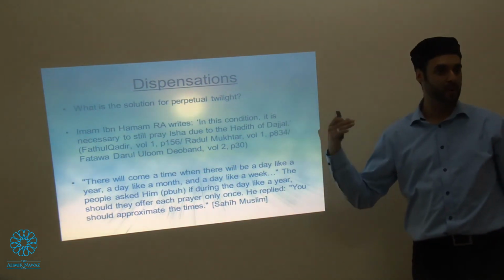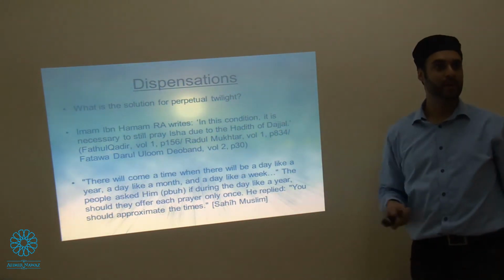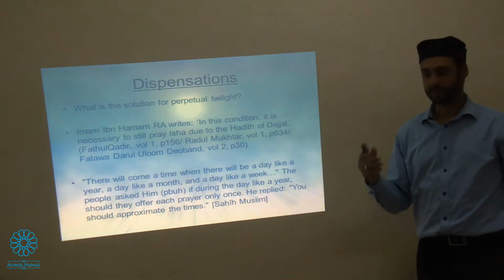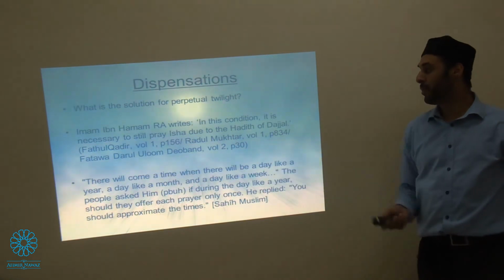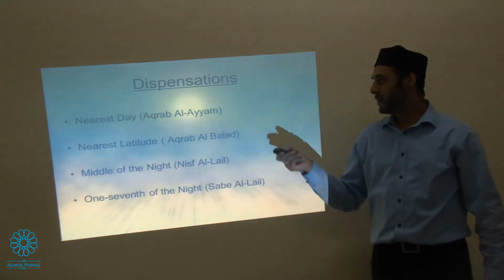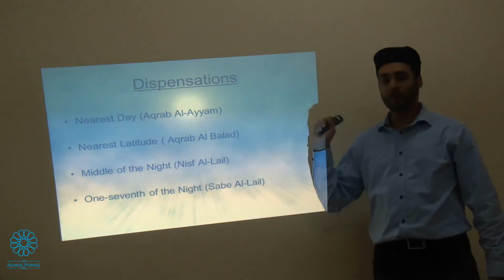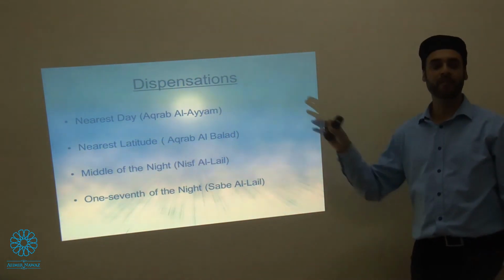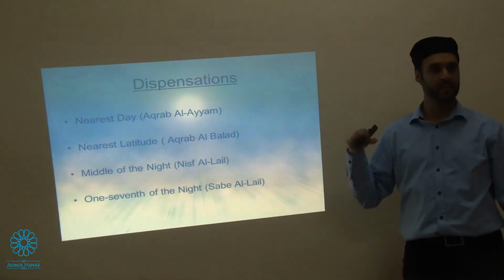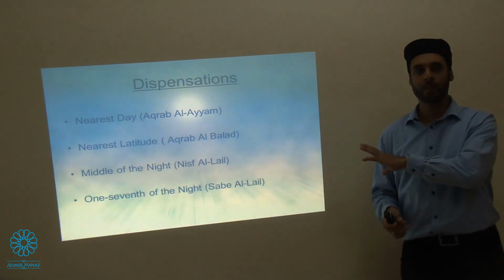This is happening on a daily basis for those 2 months in England, 3 months in Scotland. So you've got to approximate your times. Now there's 4 dispensations given by the ulama. There's Aqrabul Ayyam, Aqrabul Balad, Nisful Layl, and 1/7 of the night. Any of these 4 options are valid for our areas during those months. And even outside of those months, when your Isha time gets very late, you can implement these.